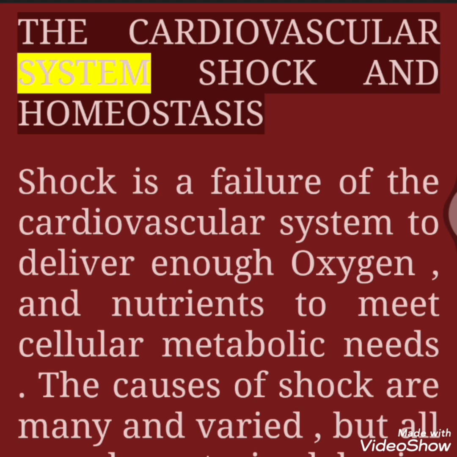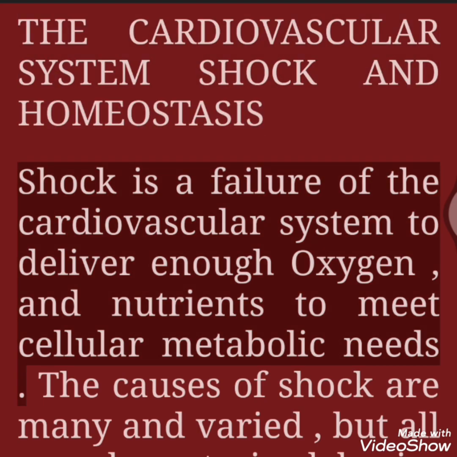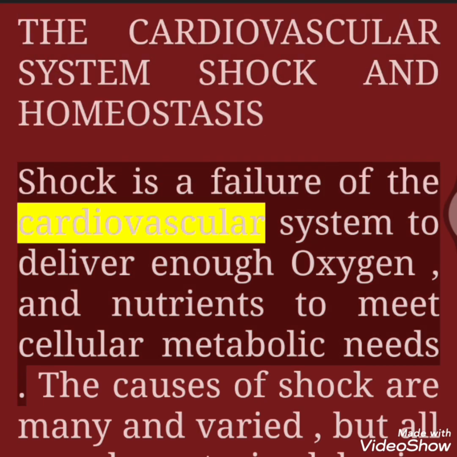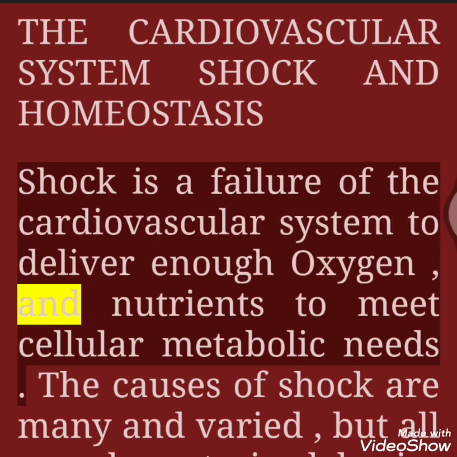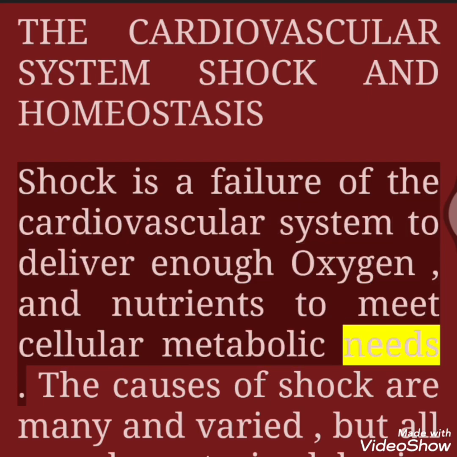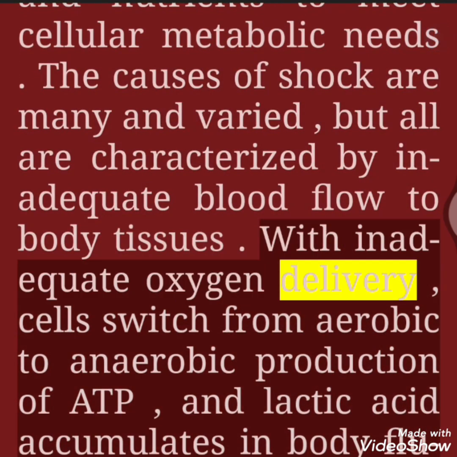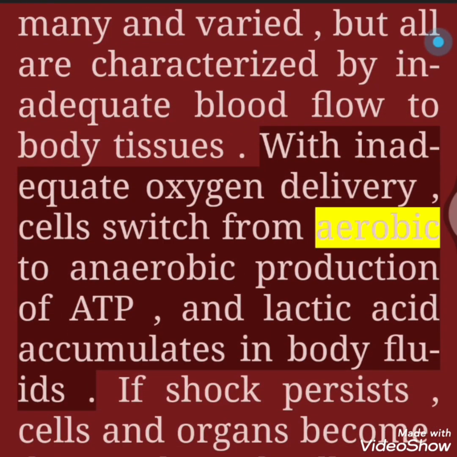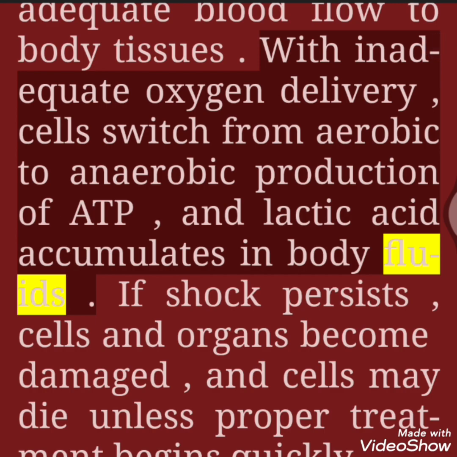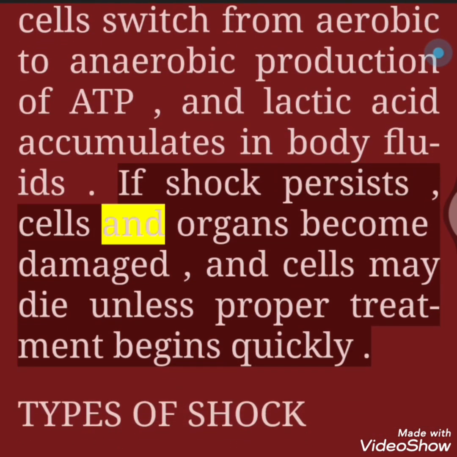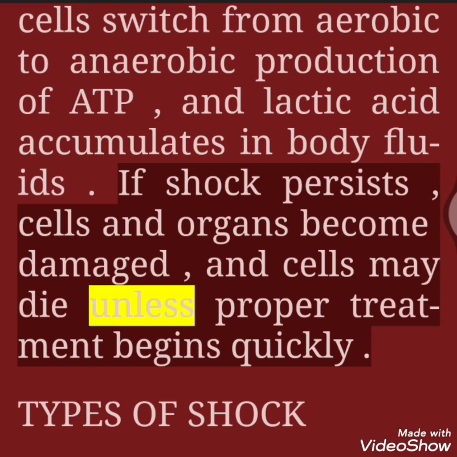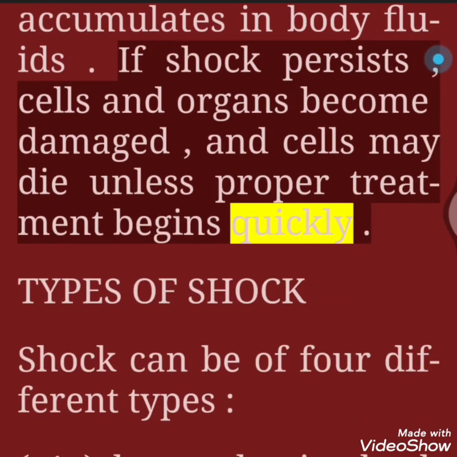The cardiovascular system, shock and homeostasis. Shock is a failure of the cardiovascular system to deliver enough oxygen and nutrients to meet cellular metabolic needs. The causes of shock are many and varied, but all are characterized by inadequate blood flow to body tissues. With inadequate oxygen delivery, cells switch from aerobic to anaerobic production of ATP, and lactic acid accumulates in body fluids. If shock persists, cells and organs become damaged, and cells may die unless proper treatment begins quickly.